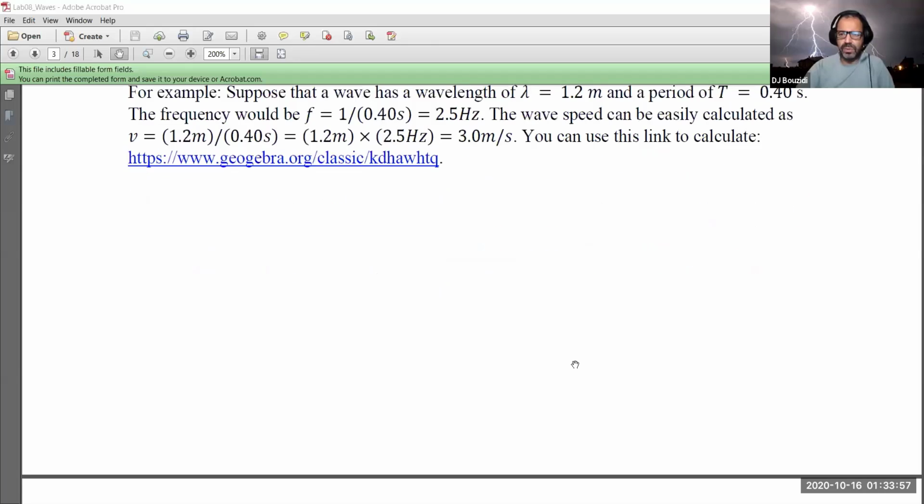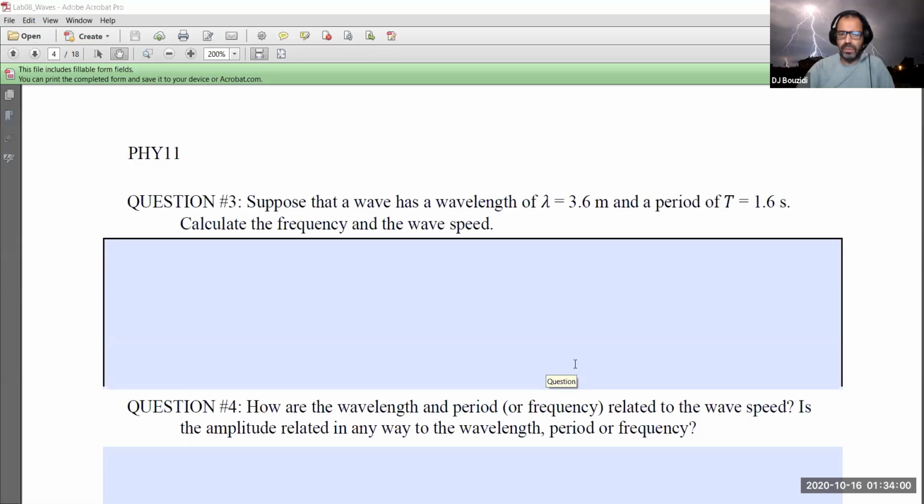Does this question make sense to you guys? Yes, no? Do we have to do the lambda over T? Yes, that's for the velocity. And then to find the hertz, the frequency, you do 1 over T, that's it. Or you use the GeoGebra link. One of the two. Now, I need these things in full sentence format and also with the units and the numbers and everything else, correct? Yeah. Okay.